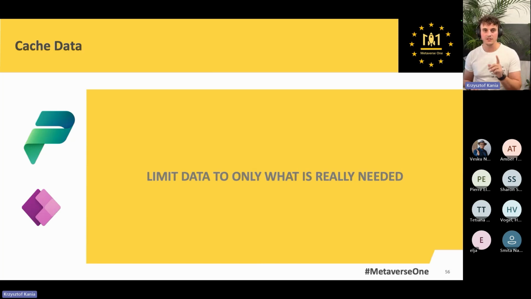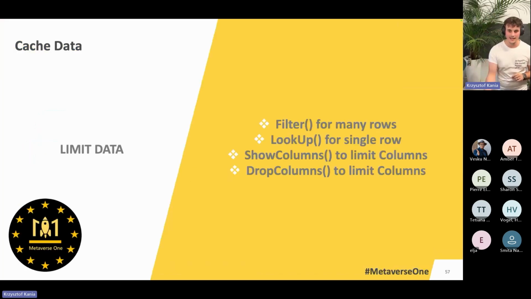So first thing is to understand what data do we need, but then we can limit the data even more. If we are talking about data source, let's use filter to get the rows of the data that we need. But we maybe just need 10 rows out of 1,000 available. Let's filter them, just take 10. If you want to work on a single row from our data source, use lookup function, just take a single row.